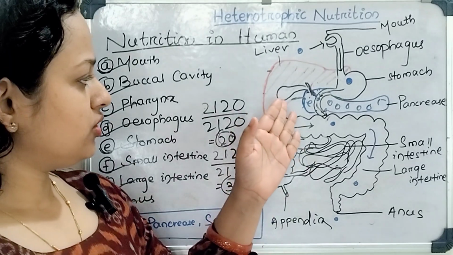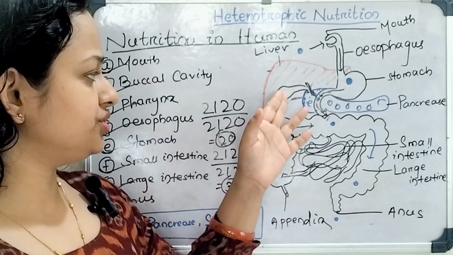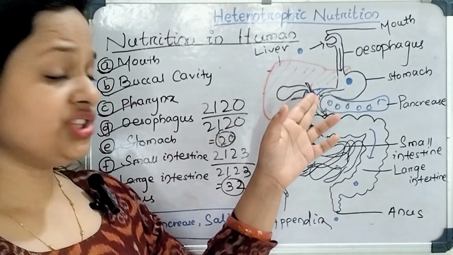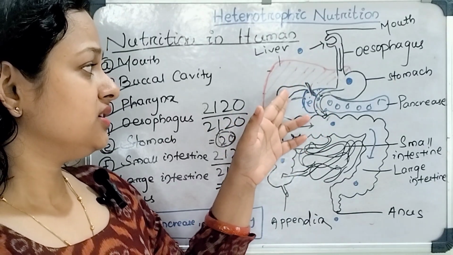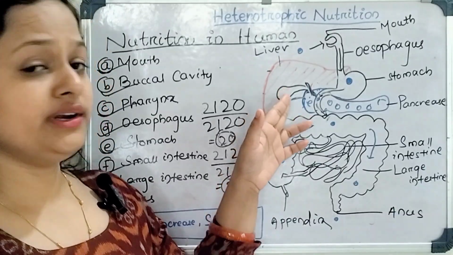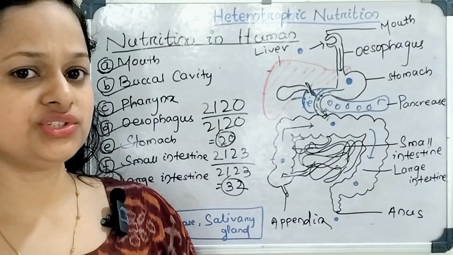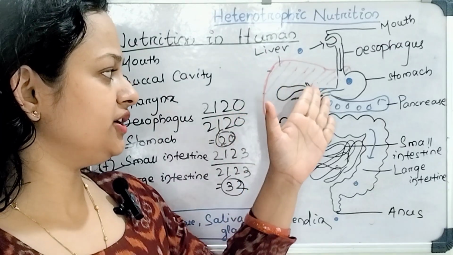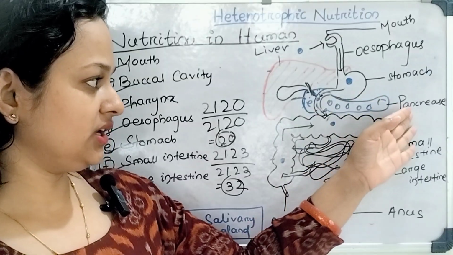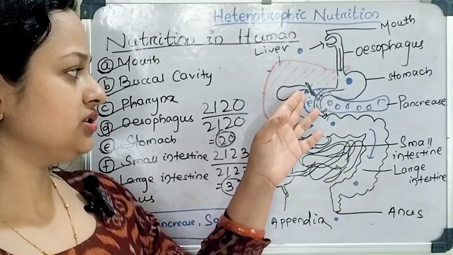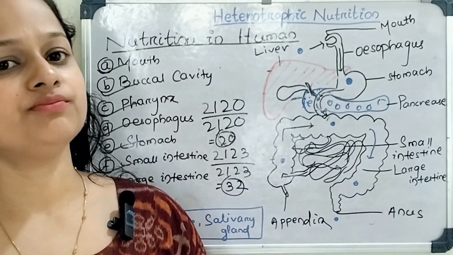The bile is secreted by the liver and stored in a pouch-like structure present at the base of the liver. When our body needs digestion, it secretes bile into the duodenum. There is another gland, the pancreas, which also gives its secretion, the pancreatic juice, into the duodenum.